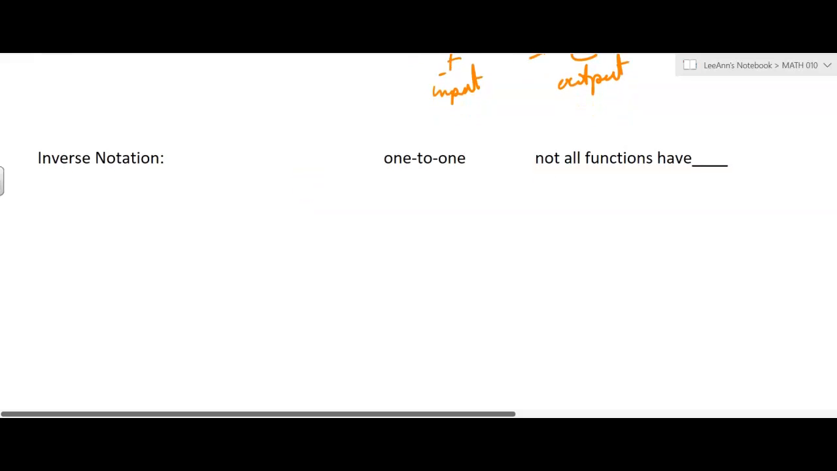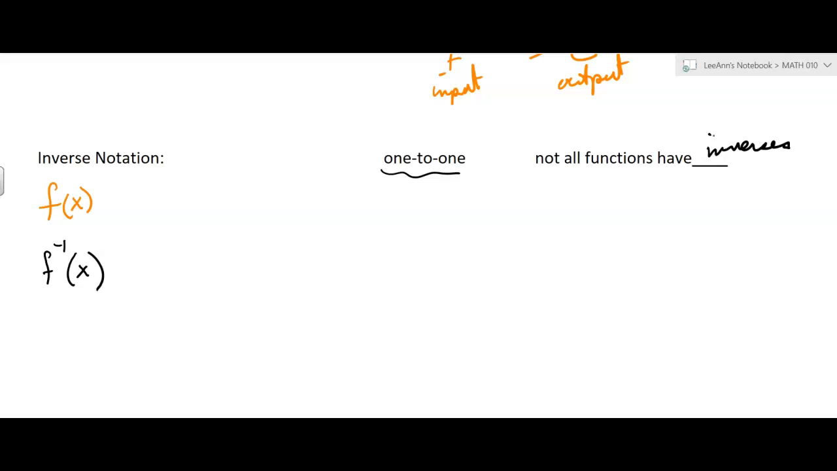Okay, we do have some notation for inverse. If you have a function f of x, then the inverse notation is f inverse of x. That's how it's read. I know it looks like an exponent, but it's not. It's just a superscript, and it's on a function name. So that would be f inverse of x. In order for a function to have an inverse, it has to be 1-to-1. And not all functions have inverses. So sometimes, you're going to have a function and there just isn't an inverse. Okay, I think that's all the terms we wanted to put in that video.